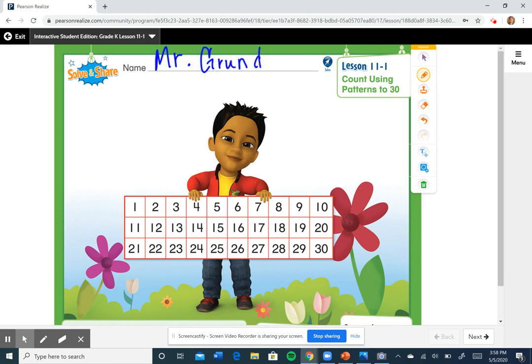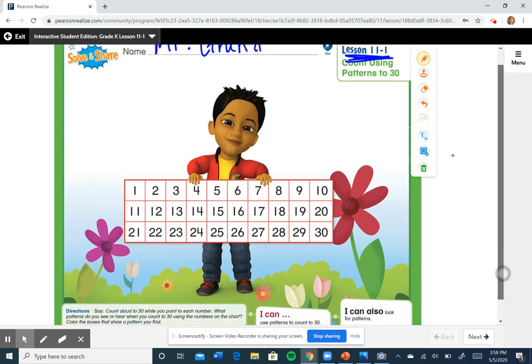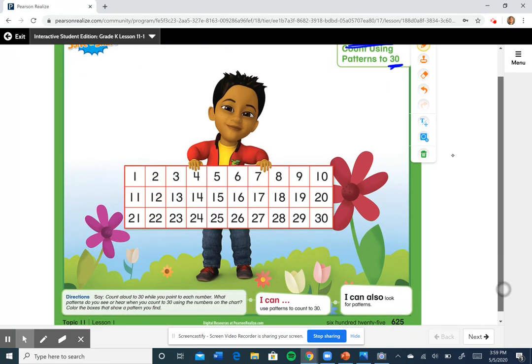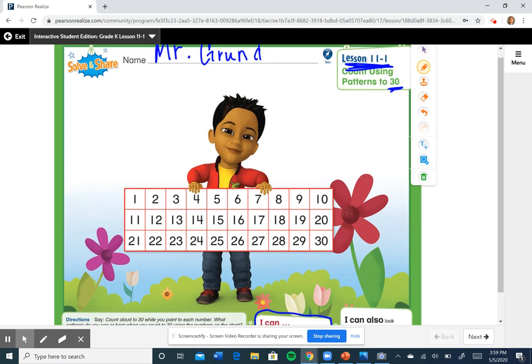We are starting on lesson 11:1, and we are counting patterns all the way to 30 today. A 30 is a 3 and a 0. So at the end of the lesson, you're going to be able to say that you can count or use patterns to count to 30. So I want you to right now count to 30 from 1. So 1, 2, all the way to 30.